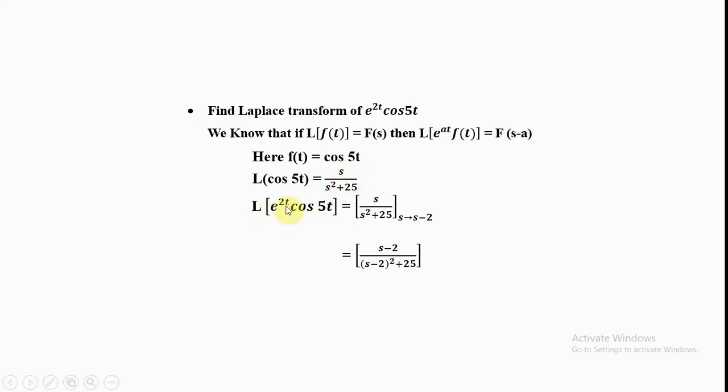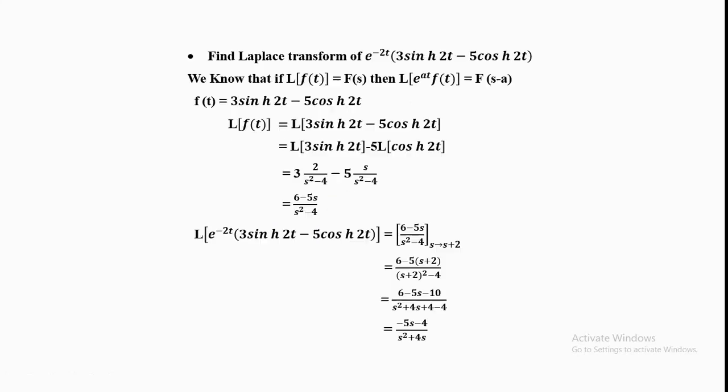Now L of e raised to 2t into cos 5t means the Laplace transform of cos 5t, that is s by s square plus 25, where s changes to s minus 2. So if you replace s by s minus 2, we will get (s minus 2) by ((s minus 2) whole square plus 25). So this is the Laplace transform of e raised to 2t into cos 5t by applying the first shifting theorem.